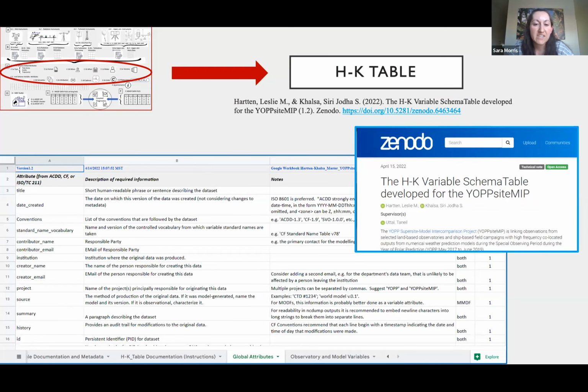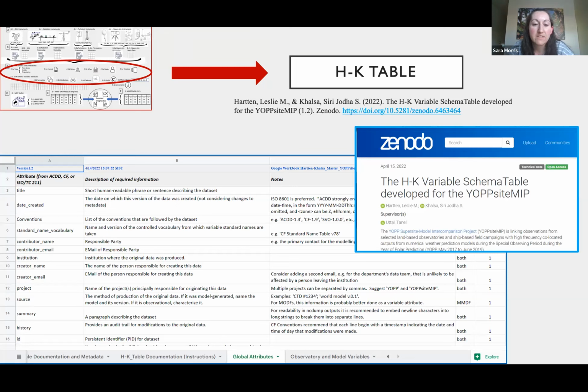So this is the HK table. This is the next section of Tennille's schematic. And Leslie is on the call, which I'm glad to see because she made this wonderful thing. The HK table, which is the Hart-and-Khalsa variable schema table, was developed for the OpSiteMap to provide guidelines for creating MODFs and MMDFs.